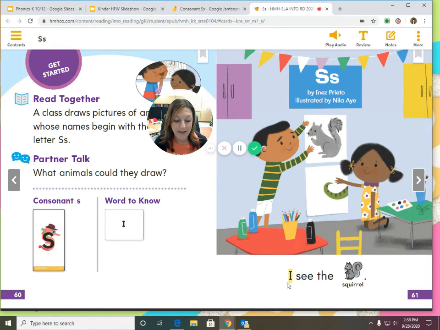Okay, so at the bottom, we're going to read the sentence together. So I'm going to read it once, and then I want you to repeat it and watch my little mouse move across the words. I see the squirrel. Read that with me. Ready? I see the squirrel. This little boy drew a picture of a squirrel, and that animal starts with the letter S. Good job.